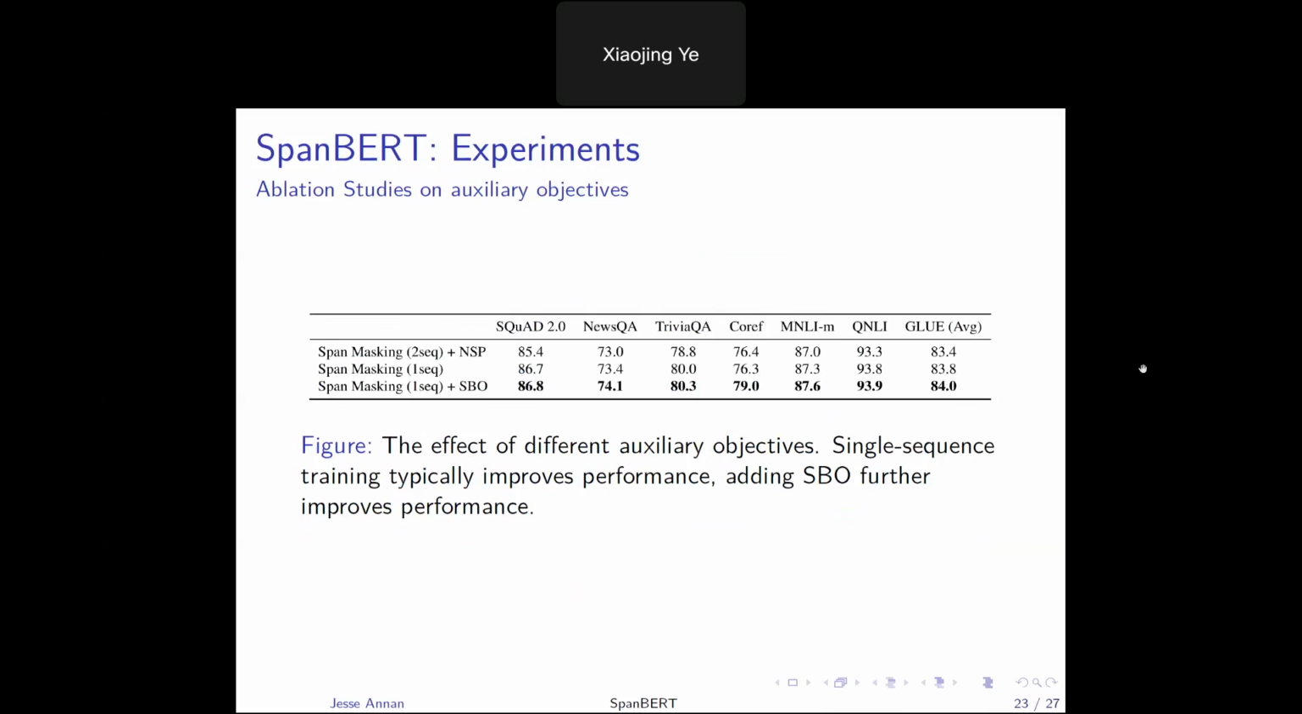So on the auxiliary objective, based on their hypothesis that the two sequence sampling introduces noise, this was a test to prove that their hypothesis is correct, right? And looking at this, you can see that when they use one sequence, the performance on all tasks is actually better than when you're using two sequences. And it's even better if you add a span boundary objective.